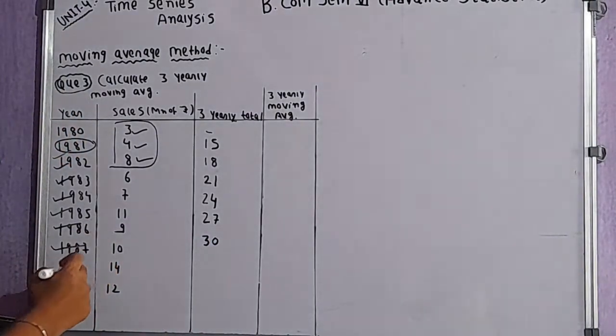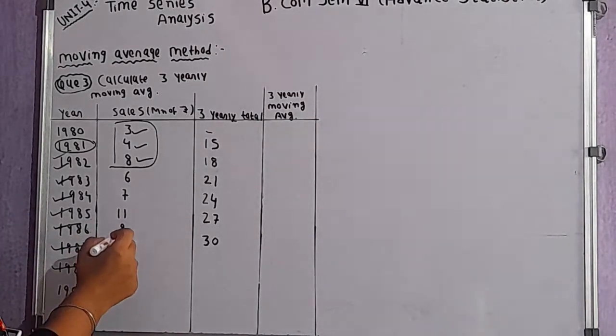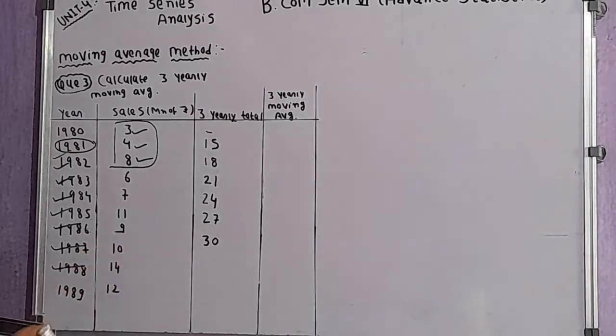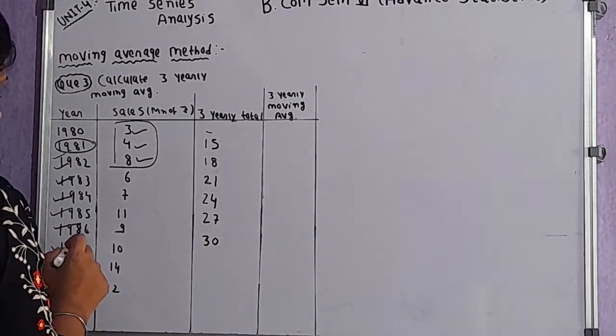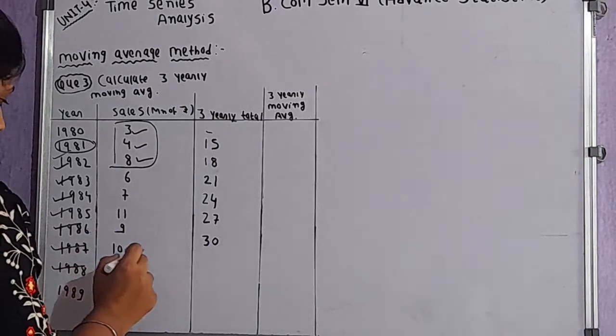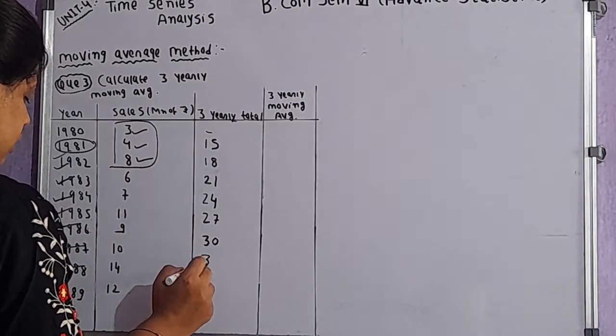After that we are going to drop this 1985 and we will consider 1986, 1987 and 1988. So it will become 9 plus 10 plus 14. It comes to 33. This 33 would be written against 1987 as it's going to be the middle year. So it is 33.